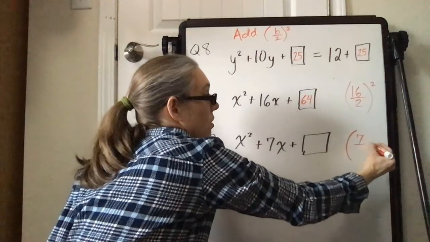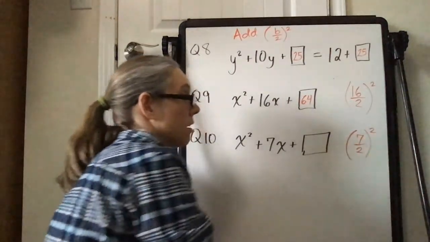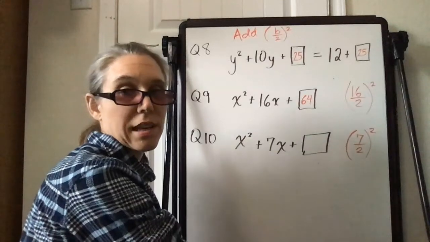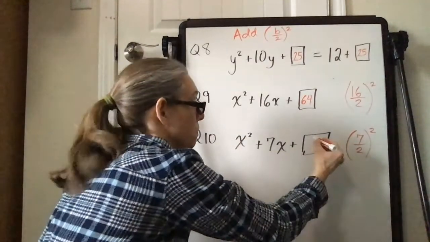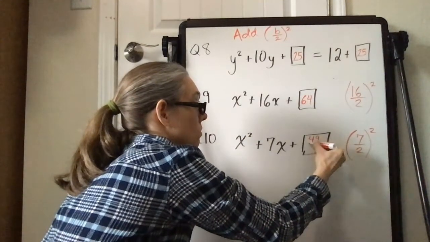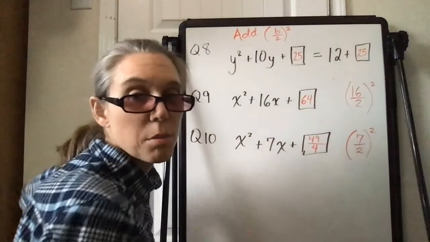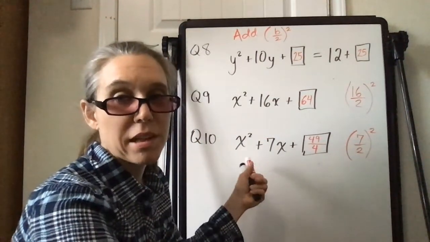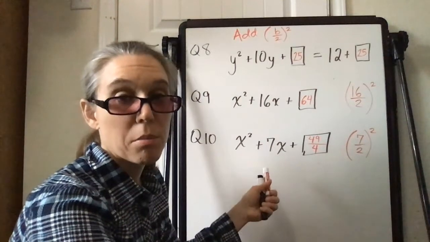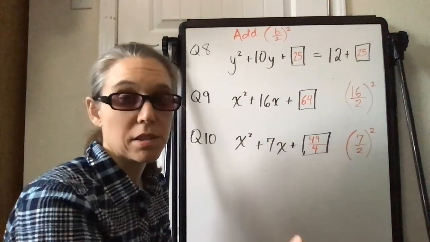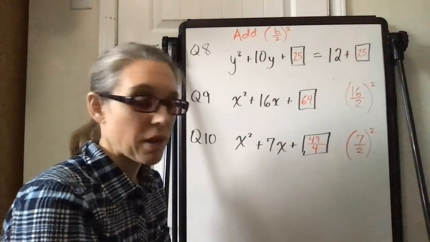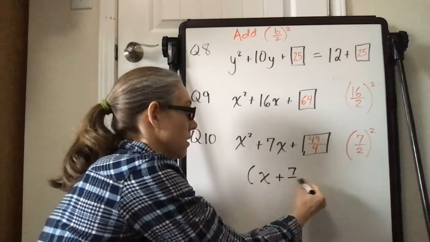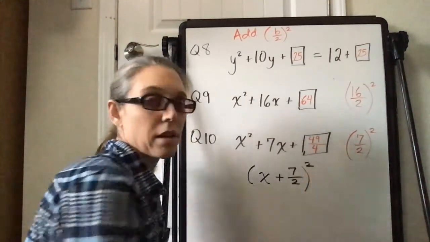In this case, 7 over 2 squared is going to be 49 over 4. So this is a case where b is an odd number, so the number you have here will end up being a fraction. Now, if you were to have a problem like this and you needed to factor it, remember that you always factor into x plus b over 2. So this would simply factor into x plus 7 over 2 squared.